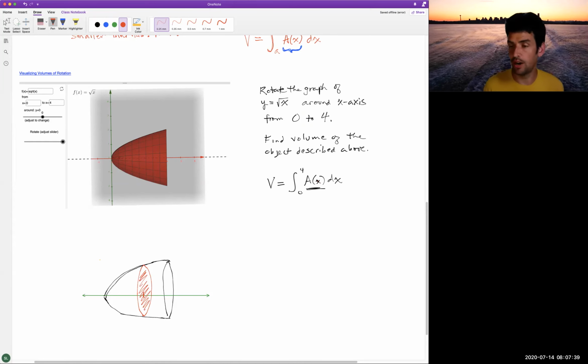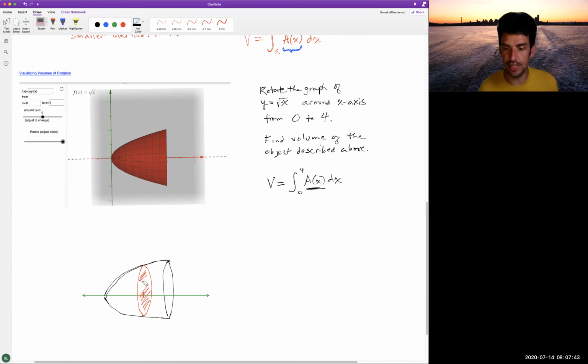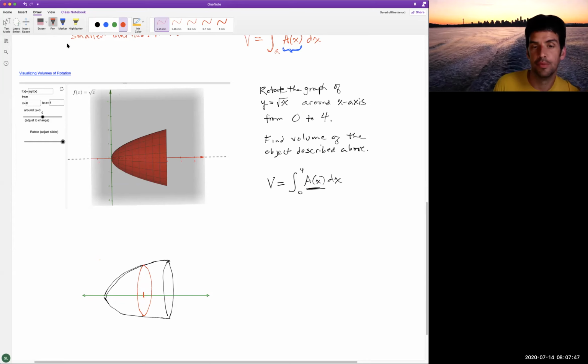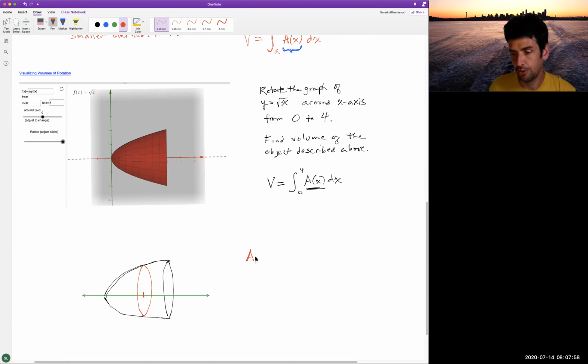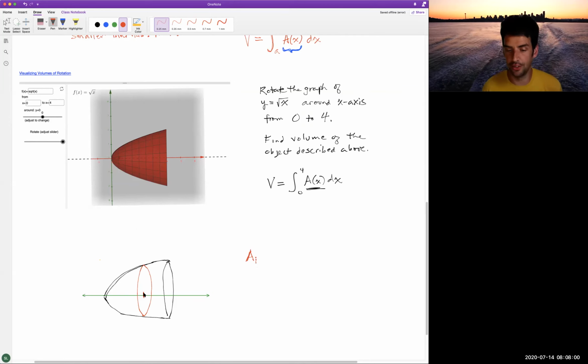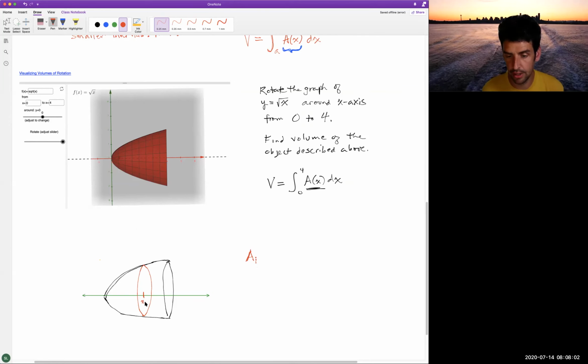That's what our A of x function is. It's one that tells us the area for each value of x when we make a slice. So let's figure this out. The area, I usually do it this way. I think of a single slice. If I pick an x sub i, what's the area of this slice?